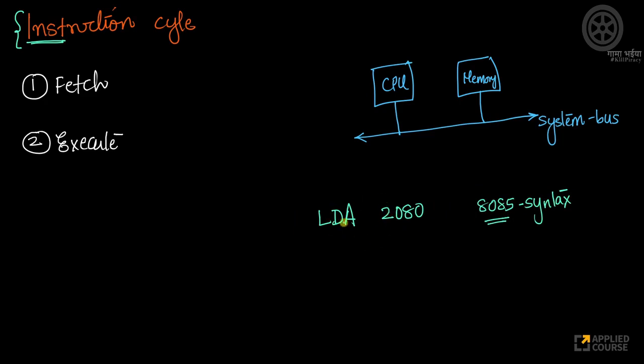Now given this, what does it do? This loads whatever data is there in memory address 2080 into the accumulator. That's what it does literally. So an instruction cycle is basically a sequence of execution steps that are performed by the CPU so that it can execute one instruction. So let's say this is instruction 1. Given one instruction like this, what are the sequence of steps that are performed by the CPU to actually execute this?